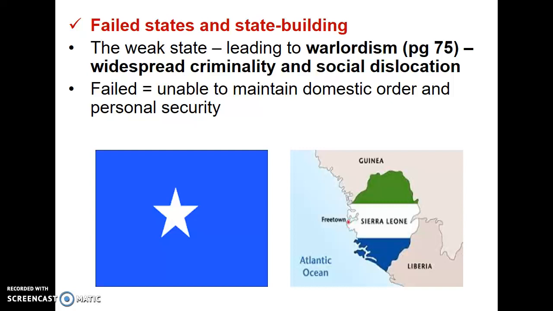Essentially, generically, a failed state refers to a type of state that is unable to maintain domestic order and personal security for the individual citizens in that country. Somalia is considered such, that it is a failing or failed state, and Sierra Leone.